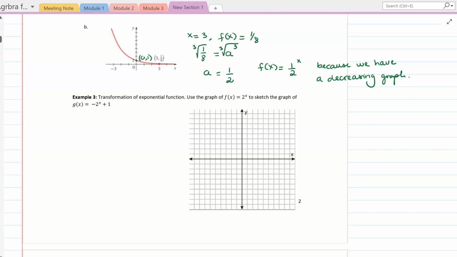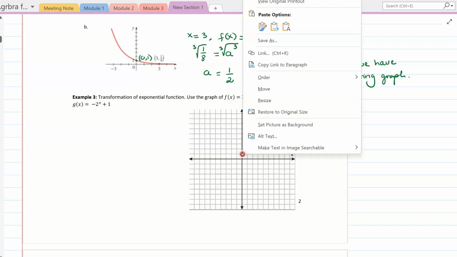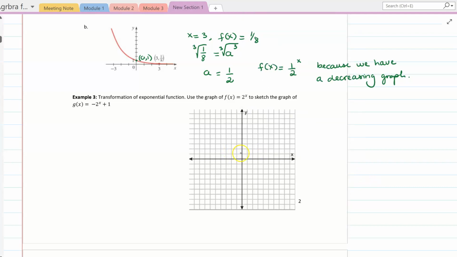Transformation of exponential function. Use the graph of f of x equals 2 to the x to get the graph of g of x equals negative 2 to the x plus 1. So let's start with the graph of 2 to the x. It goes through 0, 1, 1, 2, 2, 4. And this is the graph of f of x equals 2 to the x.